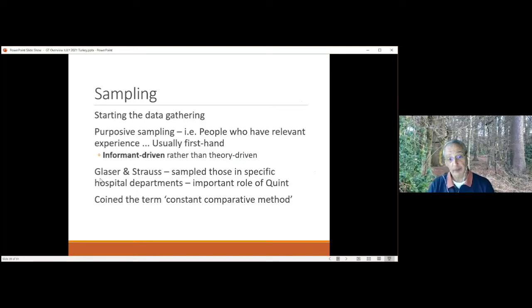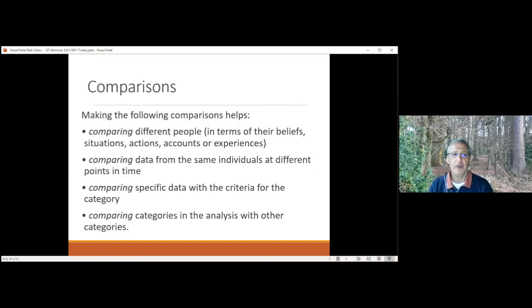And they, Glaser and Strauss, sampled those in specific departments through Quint, who was the person who gathered a lot of their data. They didn't gather a lot of it. It was gathered by Gene Quint. And then you start making comparisons.